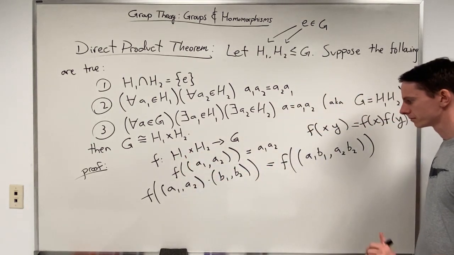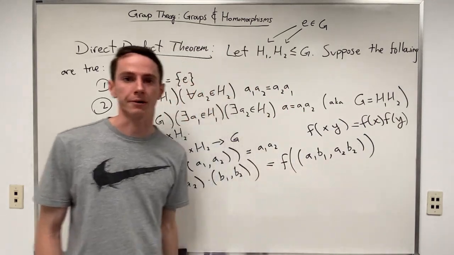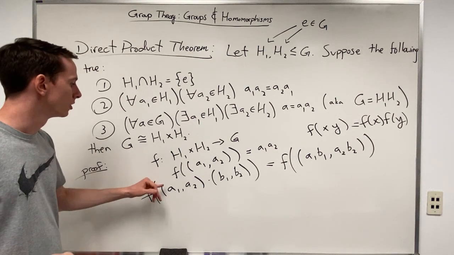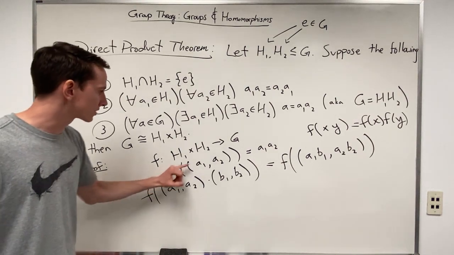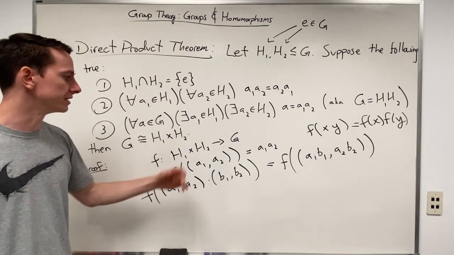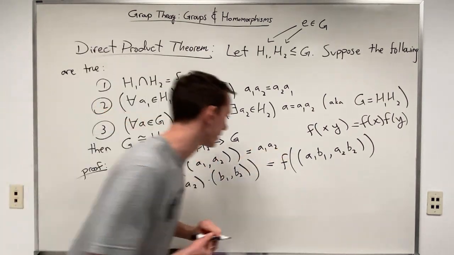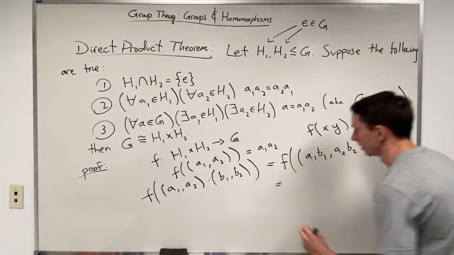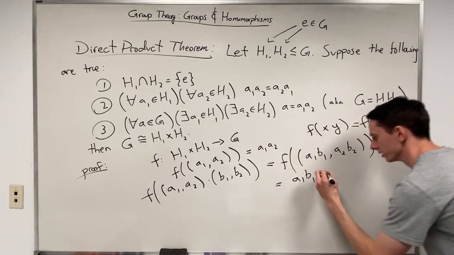Okay, so now we have f acting on a single ordered pair, so let's evaluate that based on how f is defined. We see right here, this is how f was specifically defined. When f acts on an ordered pair, the output is simply the product of the elements in the ordered pair. So the output of this is just going to be the product of the elements in this ordered pair. In other words, this element, a1 b1, times this element, a2 b2.